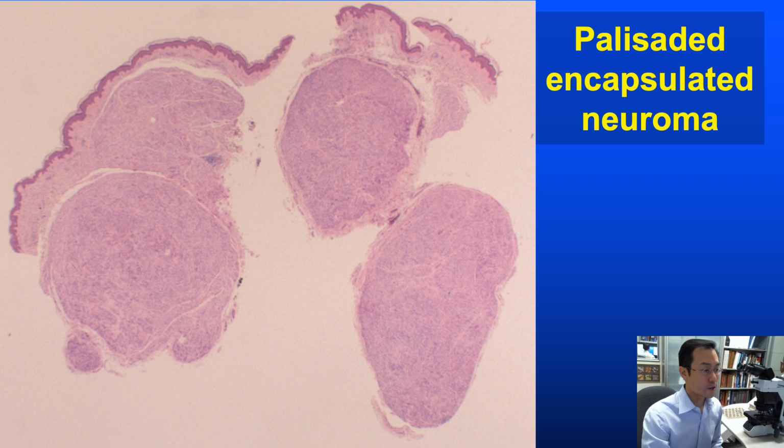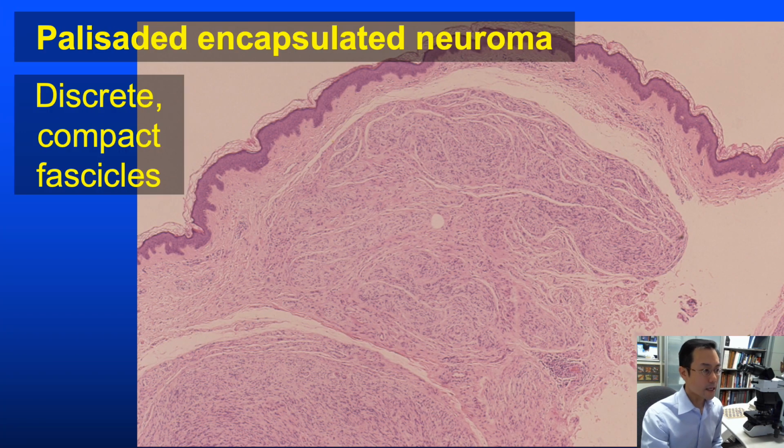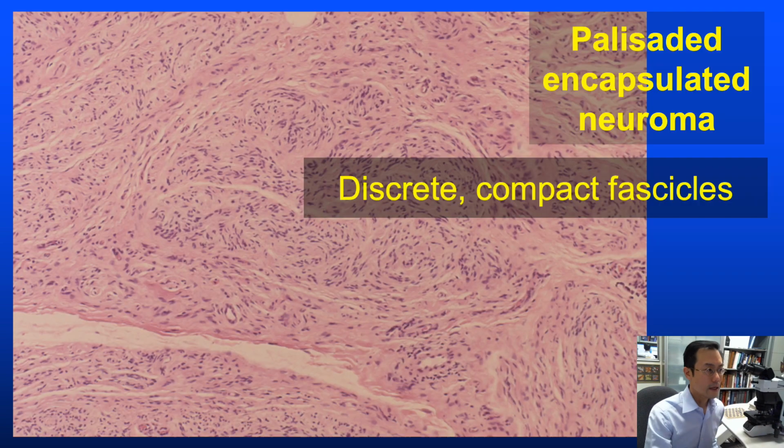PEN stereotypically occurs as a solitary small superficial papule on the face. Any other clinical setting, you probably should seriously consider a differential diagnosis of schwannoma. Again, we see discrete compact fascicles close to the epidermal surface. Despite the original name, palisaded arrangements of spindle cells are typically not present or prominent in PEN. It's the schwannoma that is the palisading champion.